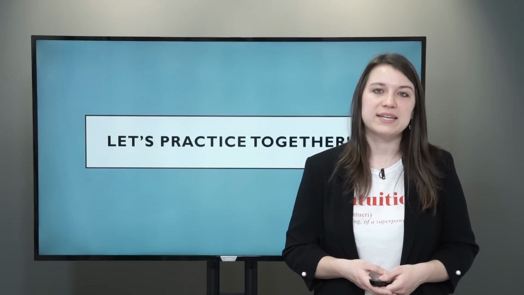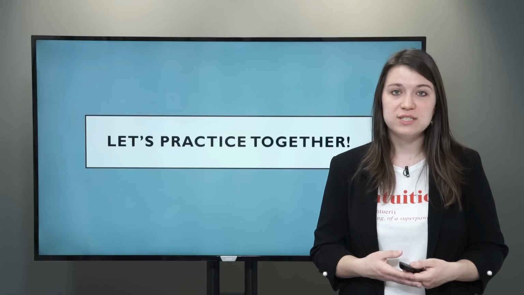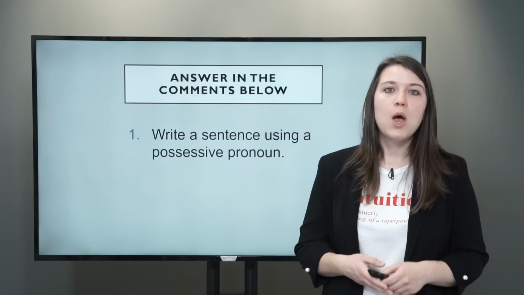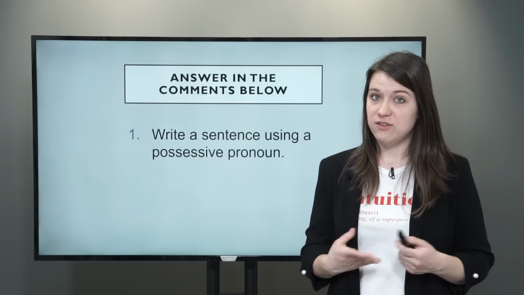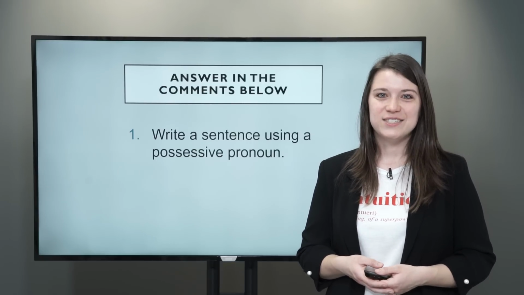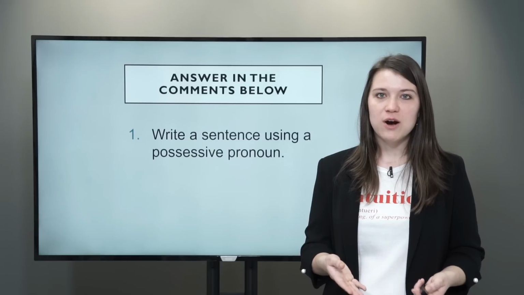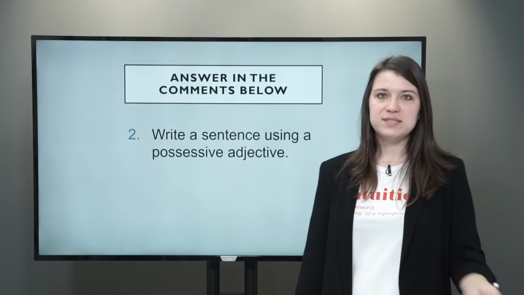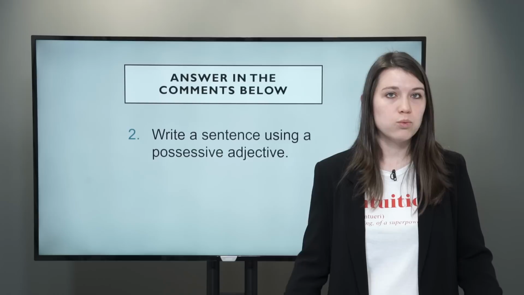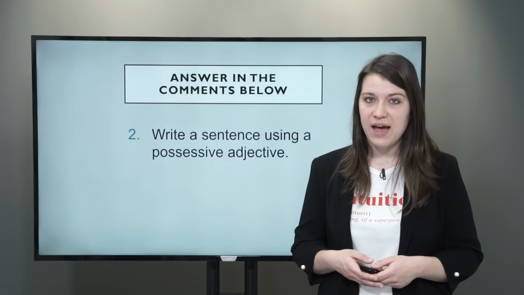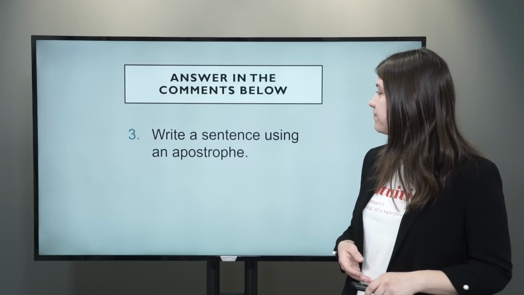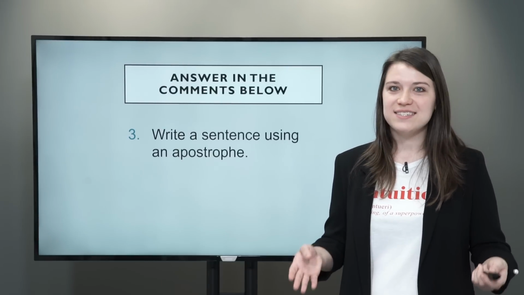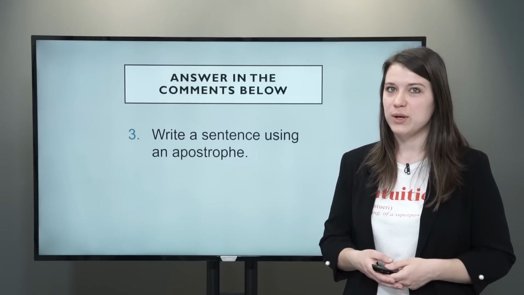Okay, so now that we've looked at all of the different kinds of possession, the Saxon genitive, let's practice together. I'm going to ask you 3 questions and you can write your answers in the comments. Okay, so my first question is, write a sentence using a possessive pronoun. Okay, so we've just reviewed what those are. So if you can think of an example, write one in the comments. And do the same for possessive adjectives. So write a sentence using a possessive adjective. And finally, write a sentence using an apostrophe, okay? So do your best, try to think of an example for these 3 questions.